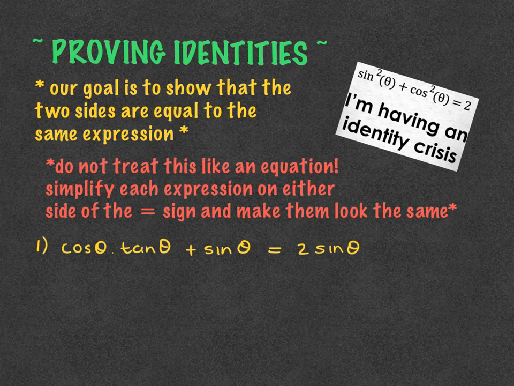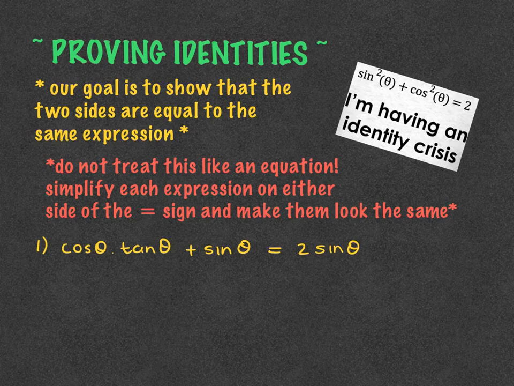Alright, so here we go. Let's get stuck in. You'll notice that this really looks like an equation, right? There's an equals to sign, but it's not, grade 11s. What we're trying to do is we're trying to simplify each expression on either side. You want the left-hand side and the right-hand side to look the same. So don't subtract 2 sine theta from each side or do weird things like that.